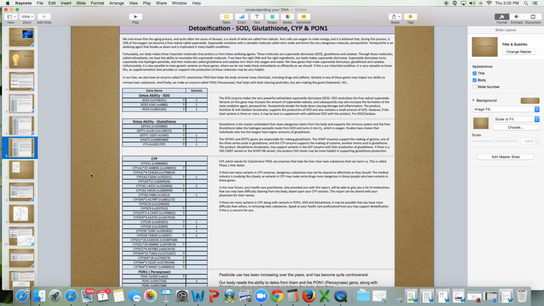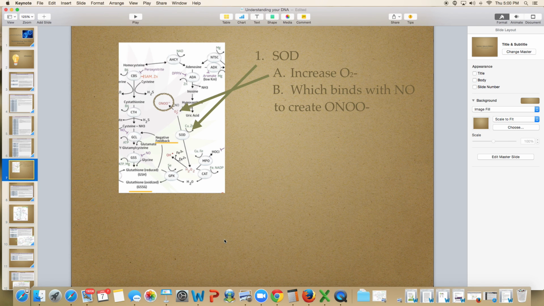So some of your detoxification pathways are in your SOD pathway. The first gene that we want to look at, as we're talking about detoxifying, is superoxide dismutase. I think I have another slide on this. Let's switch to this other slide on superoxide dismutase, because this is kind of important, especially when you deal with Lyme patients.